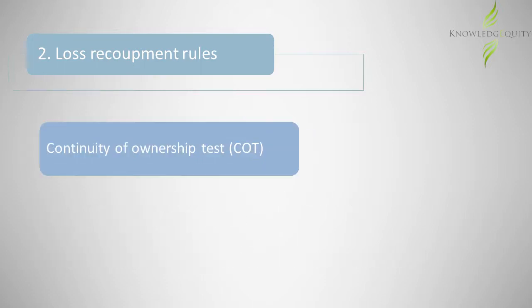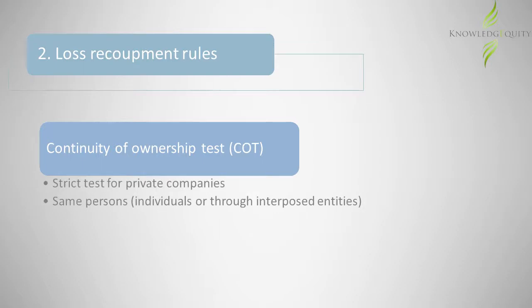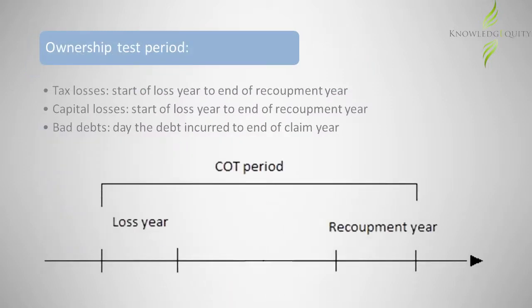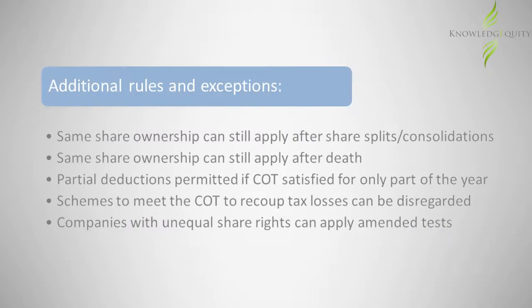The continuity of ownership test requires the same persons, whether as individuals or through interposed entities, to own the same shares that carry more than 50% of the voting and distribution rights throughout the ownership test period. For tax losses, the ownership test period is from the start of the loss year until the end of the recoupment year. Additional rules and exceptions apply in certain situations, and taxpayers must be aware of the anti-avoidance measures, which can deny certain schemes and arrangements to recoup tax losses.